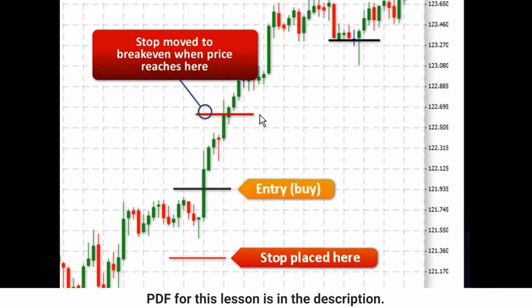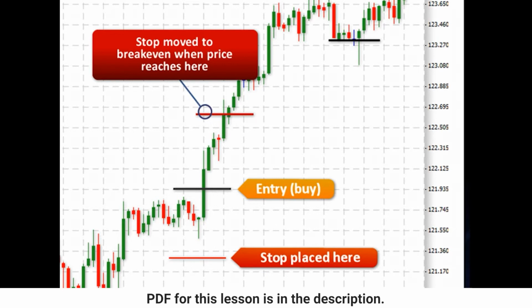So when price gets to 122.63, we will move our stop from our original stop to our entry price, meaning we have broken even. So when price gets to the red line, we will move our stop as shown from the original stop price to the entry price, meaning we have broken even.